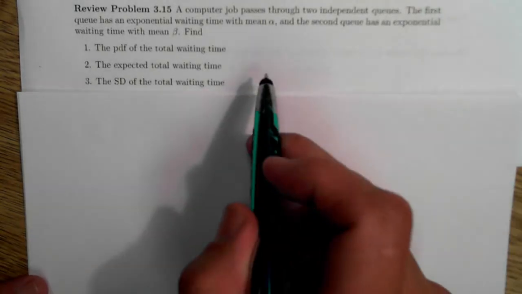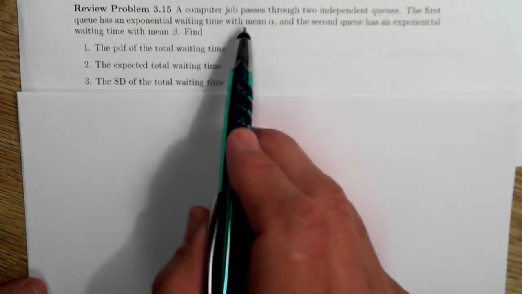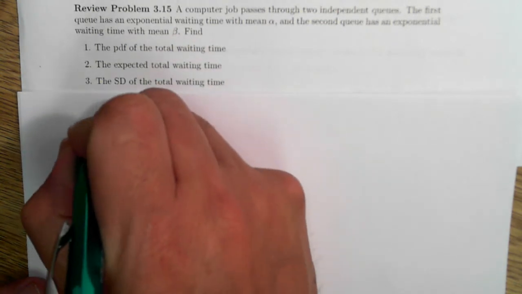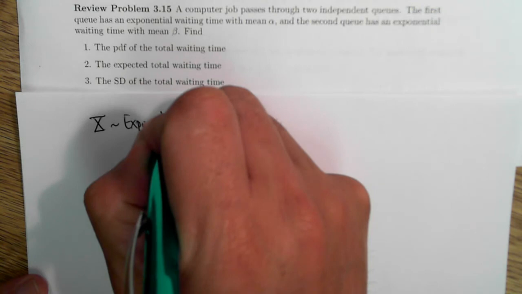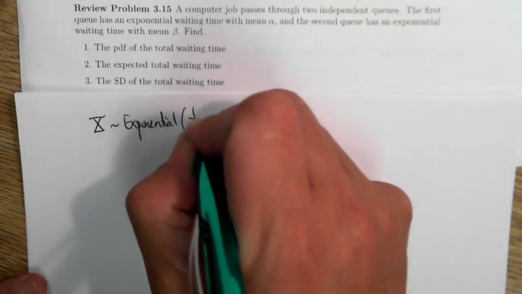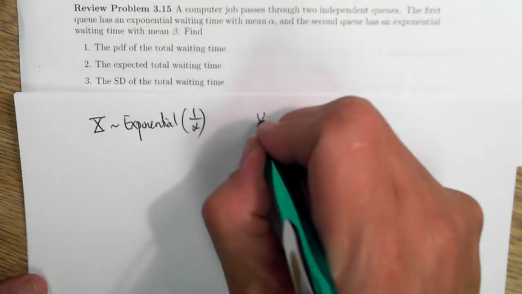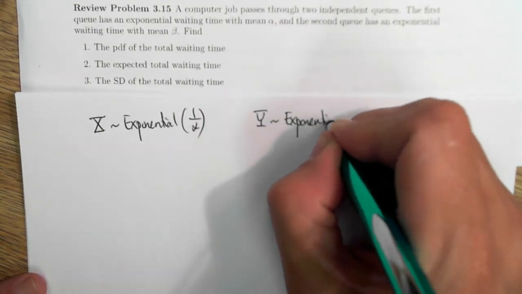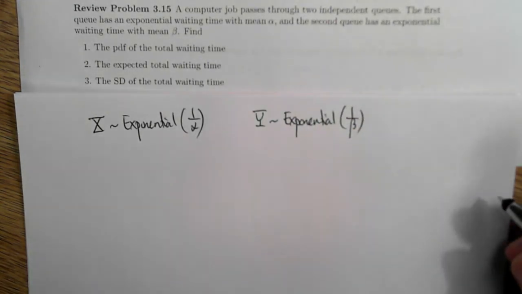Okay, for this problem, we have a computer job that passes through two independent queues. The first queue has an exponential waiting time with mean alpha. So let's call that X, and that's going to have exponential distribution with parameter 1 over alpha. And the other one is also going to be exponential, and its mean is beta, which means that its parameter is 1 over beta.